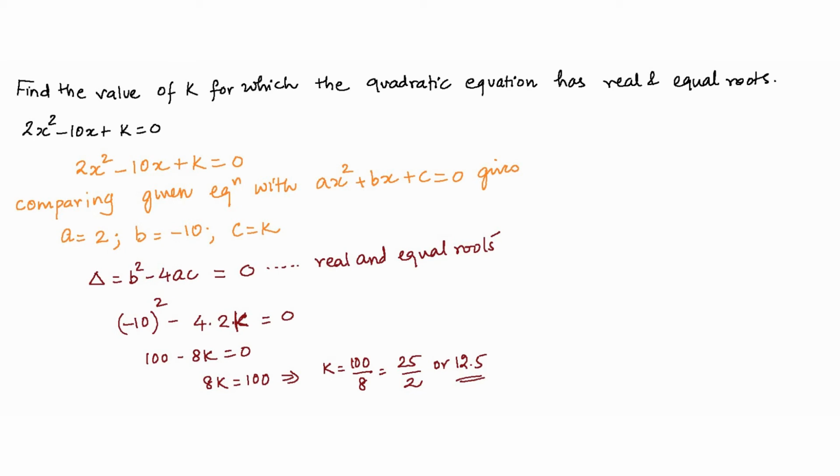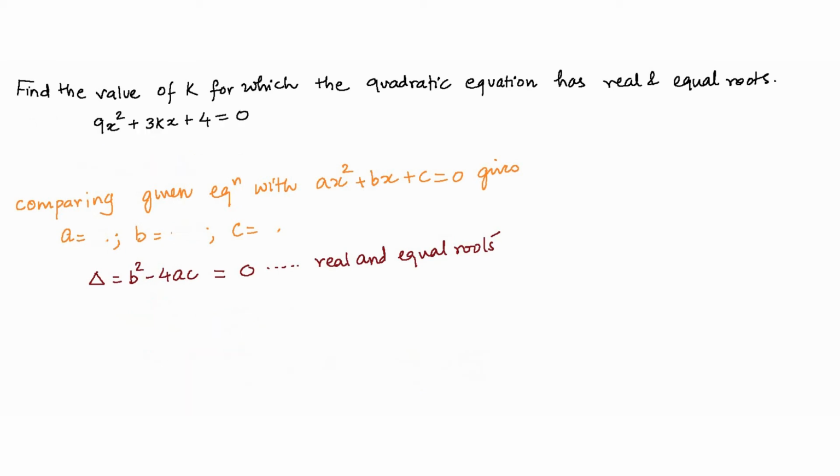Let's consider the next equation now. So the next equation is 9x square plus 3kx plus 4 equal to 0. Comparing this given equation with ax square plus bx plus c equal to 0, again they're asking me to find the value of k for which I have real and equal roots. So comparing the values, we get a is the coefficient of x square, which is 9. B is the coefficient of x, which is 3k, and c is the constant, which is 4.